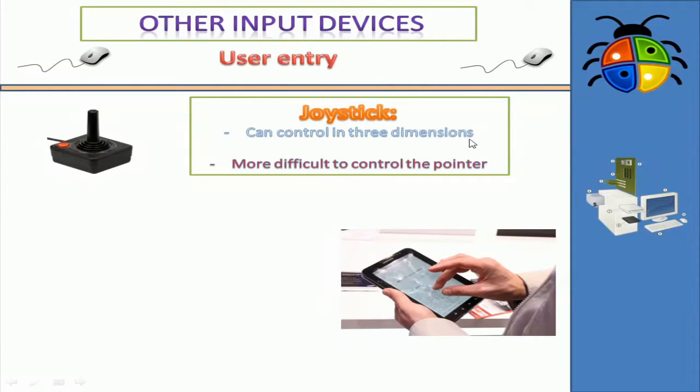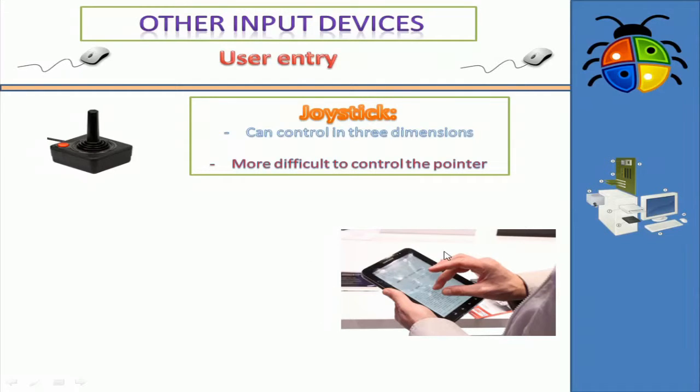So you can control in 3 dimensions, which is kind of different from a mouse, but it gives you that 3-dimensional control if you want to fly an X-Wing or TIE Fighter or something like that. It makes it a lot easier to control your spaceship. The difficulty is, if you ever try to use one of these to control your mouse, it's very tricky to be accurate with it. It stops the pointer from being as easy to use.